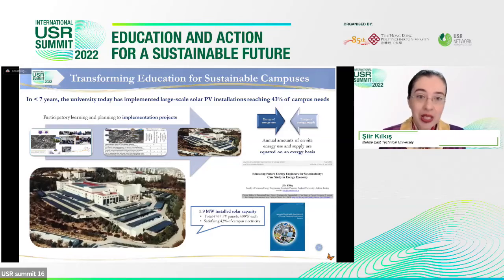Yes, there are other universities around the world, for example, getting 112% of the electricity from renewables. But this is, again, a good start for the university to come to climate neutrality.